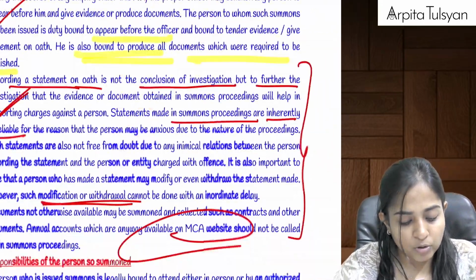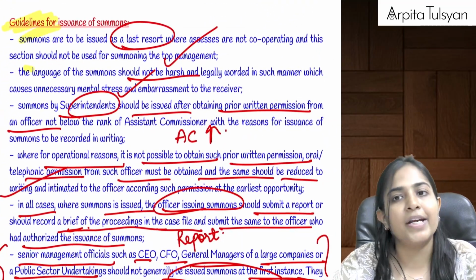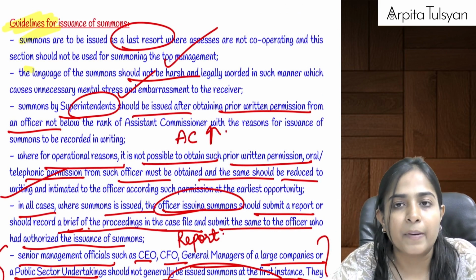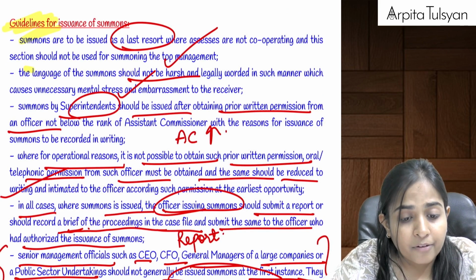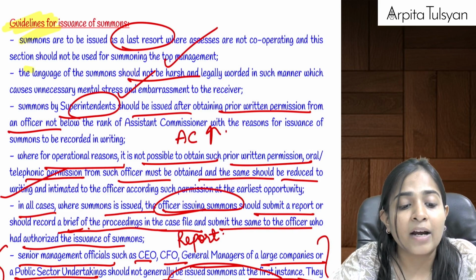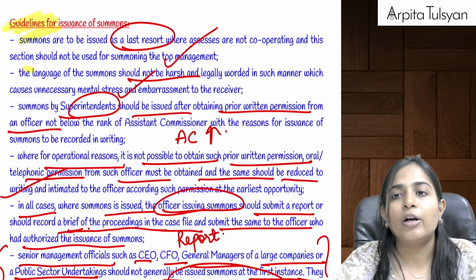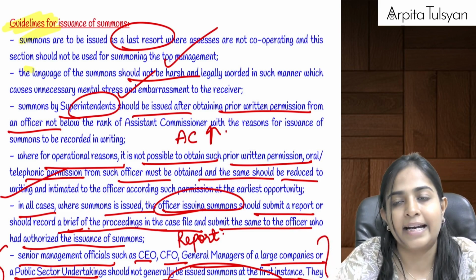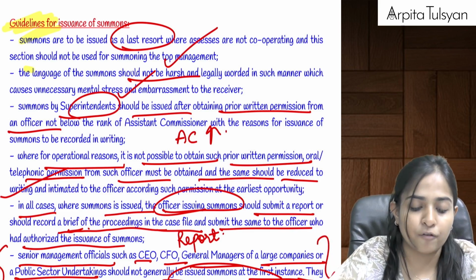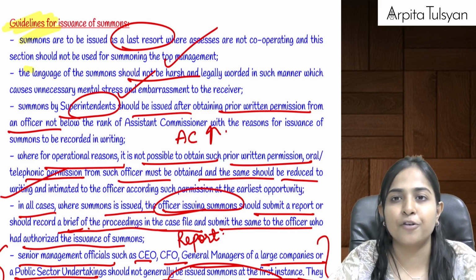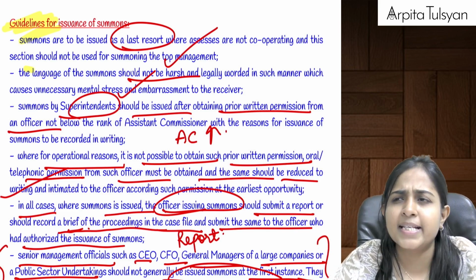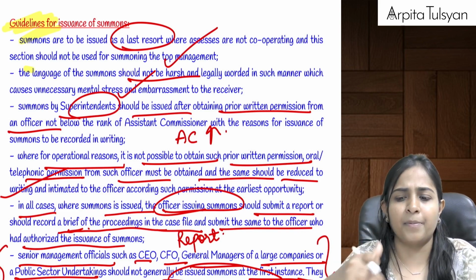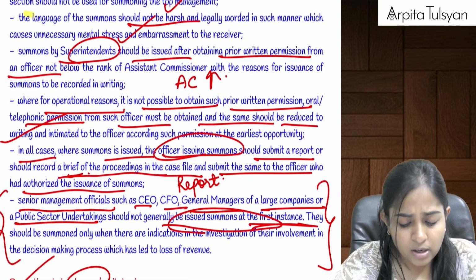And now coming to the summons point, summons can be issued by a superintendent, lower level people, but only after taking the written permission from an officer not below the rank of assistant commissioner. So superintendents can issue summons, that is, they can tell other persons to come and be present in their office, but only after taking written permission from the assistant commissioner. Sometimes they say it is not possible to take written permission, so in that case oral permission or telephonic permission is also sufficient.